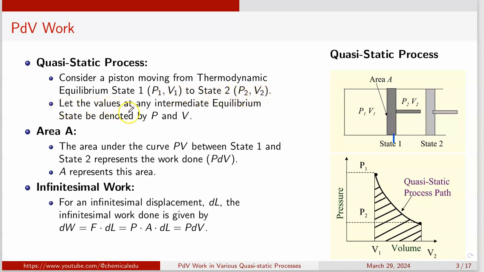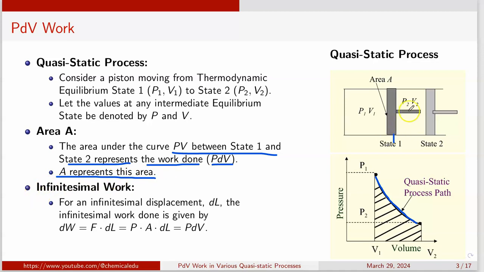Let the values at any intermediate equilibrium state be denoted by P and V. Now if I plot, we'll get this type of curve. If we want to find the area under the PV curve between state 1 and state 2, that actually represents the work done, which is PdV, and here A represents this area.